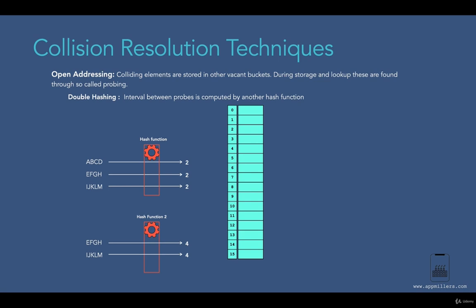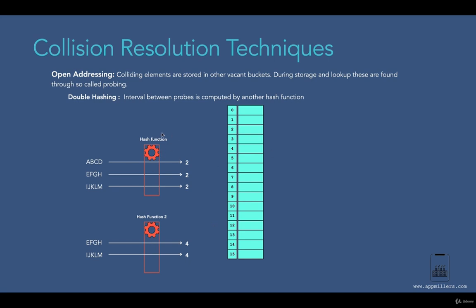Now in this lecture we are going to look at another type of open addressing technique, which is double hashing. In the case of double hashing, we are going to use two hash functions. Here the interval between probes is computed by another hash function. Let's look at this example to make things very clear.